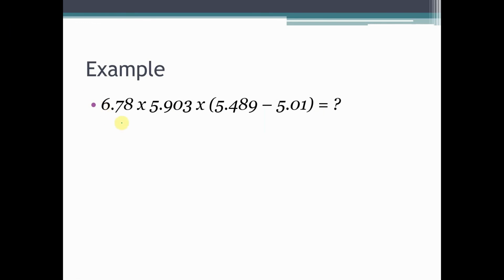We have 6.78 times 5.903 times (5.489 minus 5.01). So remembering our order of operations, we're going to do the math in those parentheses before we do anything else. So we're going to do 5.489 minus 5.01. That's going to give us a value of 0.479. And this is what your calculator will spit out for you.